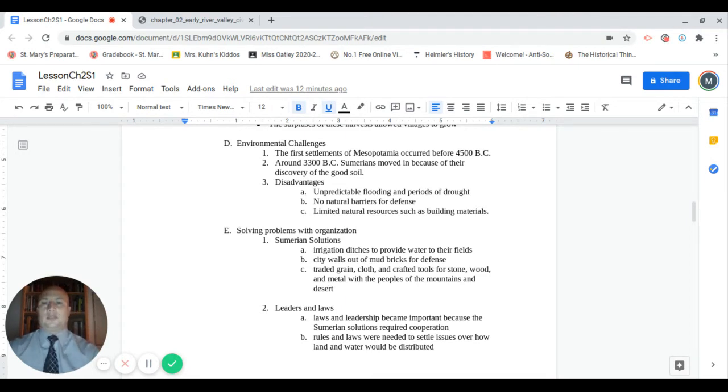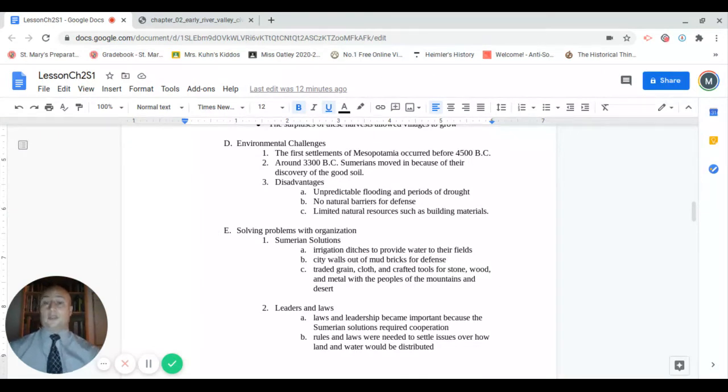The third key disadvantage here of this region of Mesopotamia is that there were limited natural resources. And when we say limited natural resources, we're talking about building materials and other natural goods, timber, stone. Usually this is the case when you don't have natural barriers of defense. You generally are also lacking in natural resources. So the Sumerian people had some disadvantages that they had to kind of deal with and overcome. And we'll take a look at how they solved some of these problems.